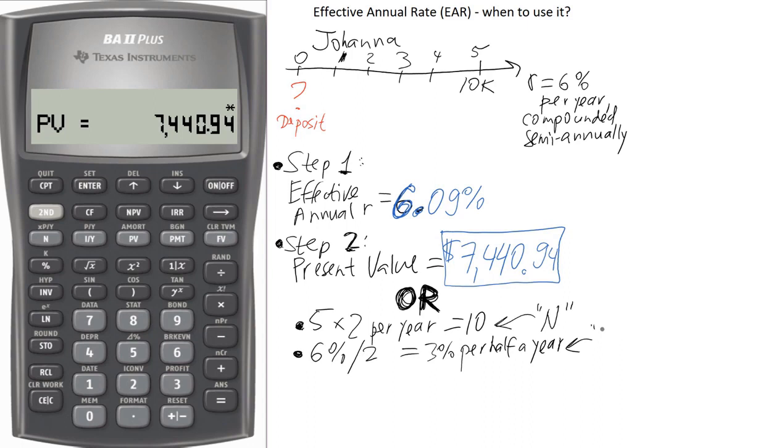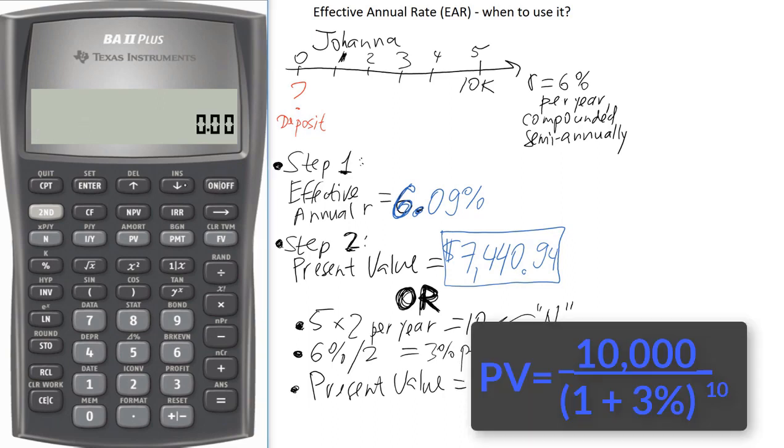And this becomes our IY in the financial calculator, right? And then we can calculate the present value, right? So for the present value, we can do it in the financial calculator. So let's reset it again.